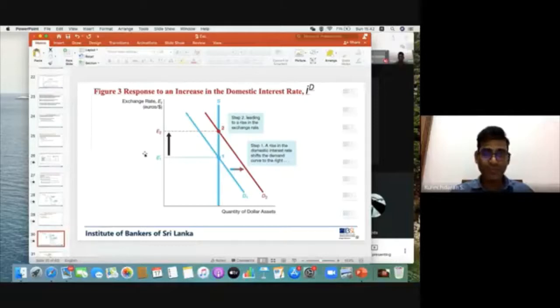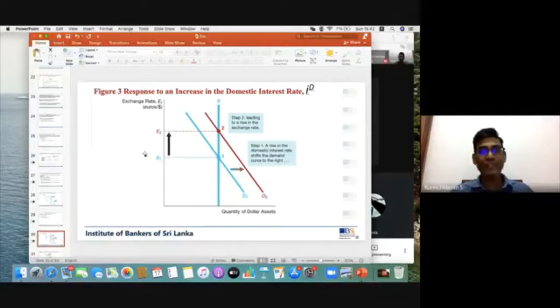Now the first chart shows the supply of dollar assets and demand for dollar assets. Of course, the equilibrium is at E1 and the equilibrium quantity at Q1. That is our initial equilibrium. Now, when the domestic interest rate increases, what will happen? Here you have to very carefully understand this one.